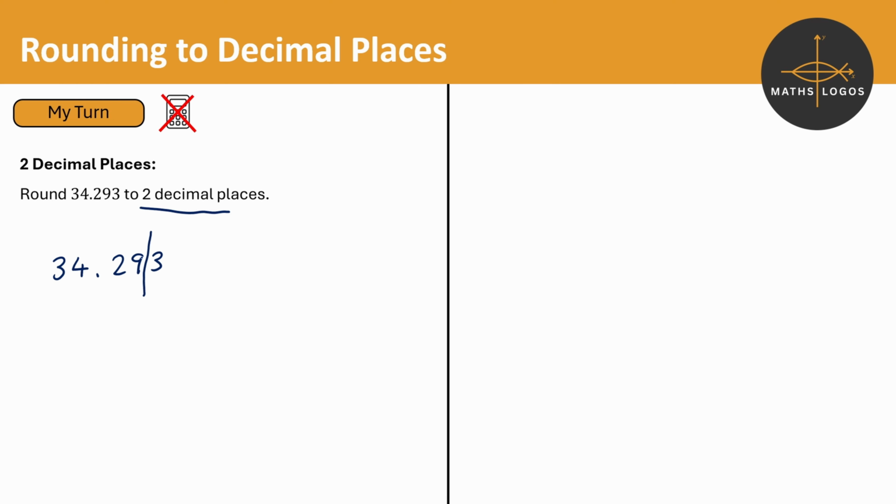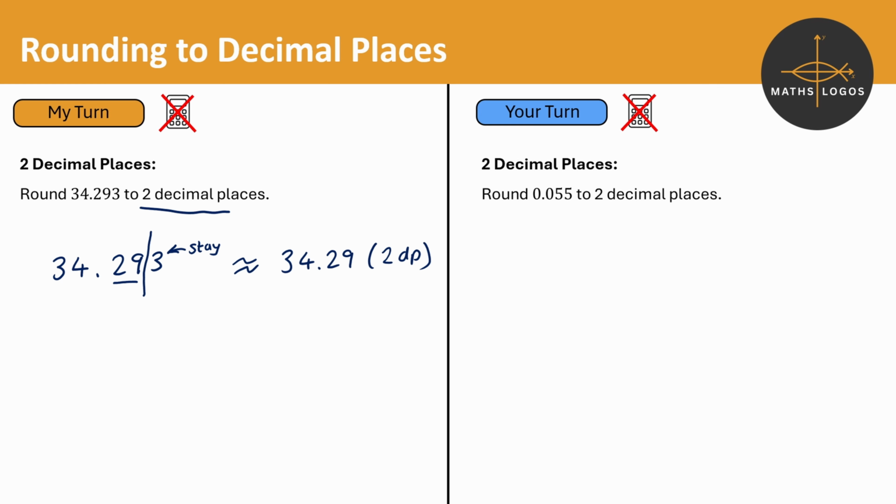Let's draw our line that helps us decide after the second decimal place. This is the digit that decides it for us. Because it's less than 5, we're going to say we're going to stay. Now what stays? Well, both of these stay. We can say that 34.293 is approximately equal to 34.29 if we round to two decimal places. Pause video and give this one a go.